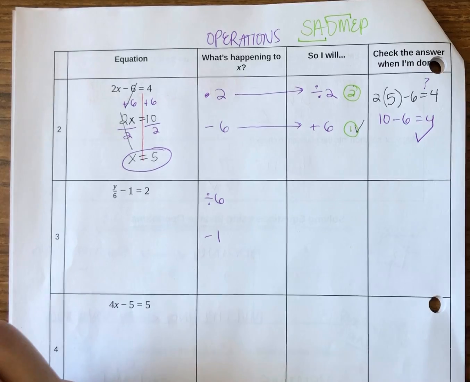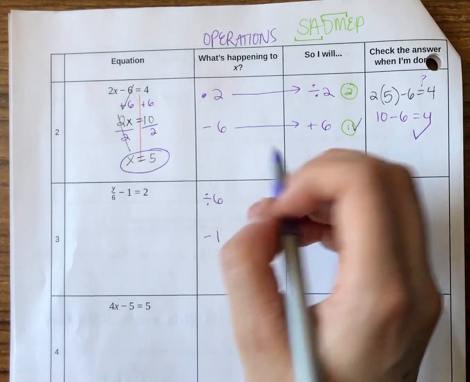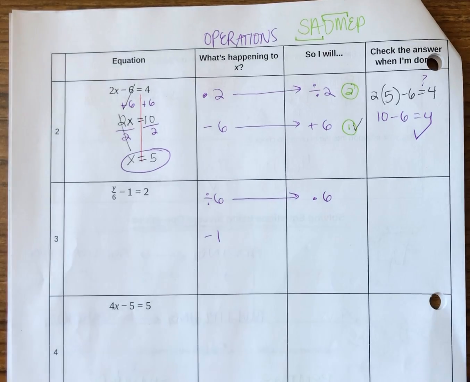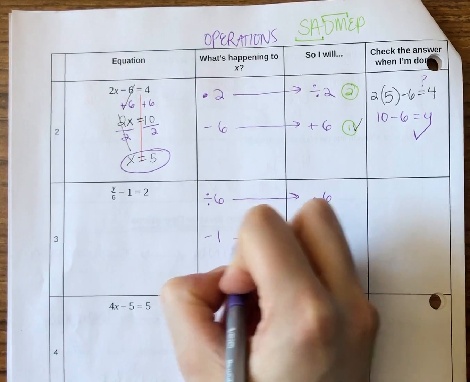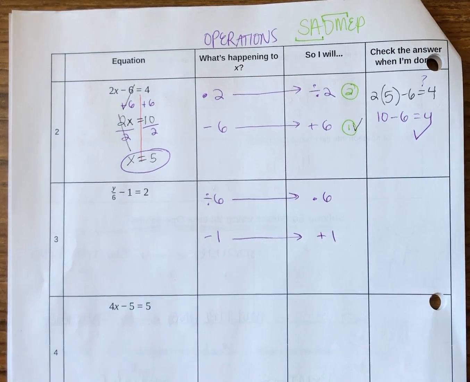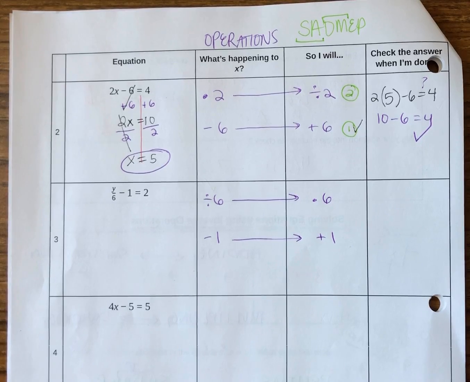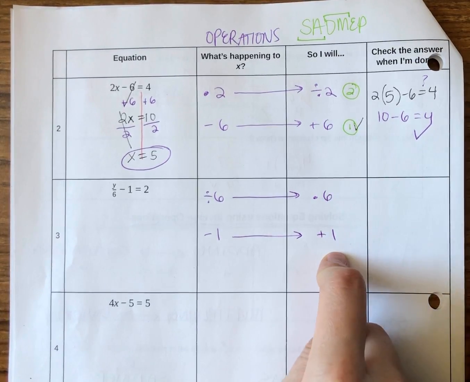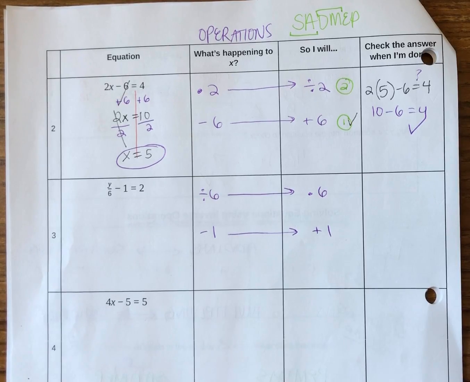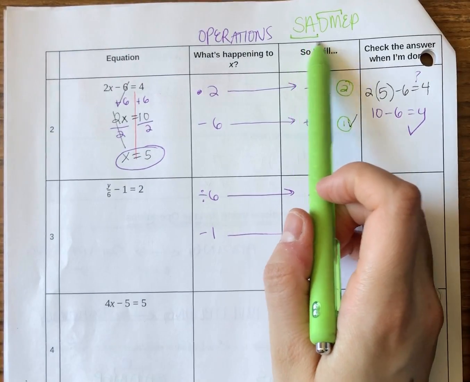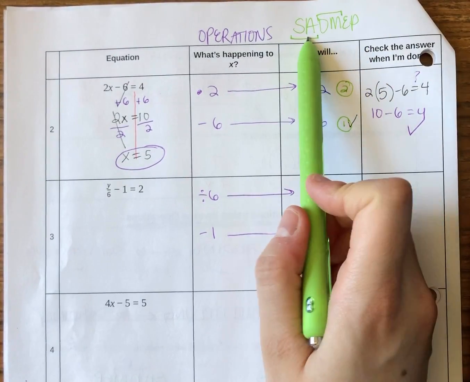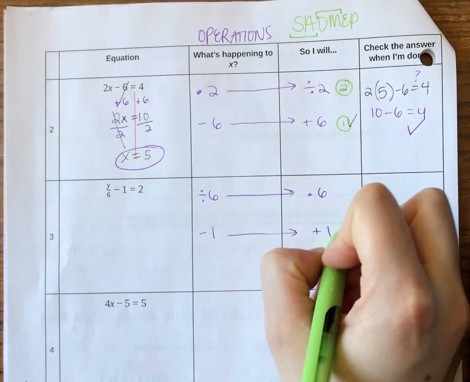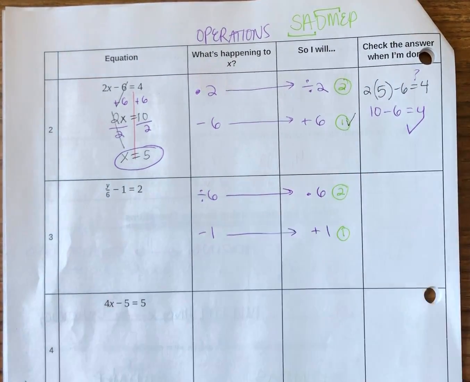So I'm going to undo it. How do I undo division? That's with multiplication. How do I undo subtraction? That's with addition. So the two things I'll do to solve this problem are multiplying by 6 and adding 1. Checking up on my SADMAP order, the addition needs to be done before the multiplication. So this is my first step, this is my second step.